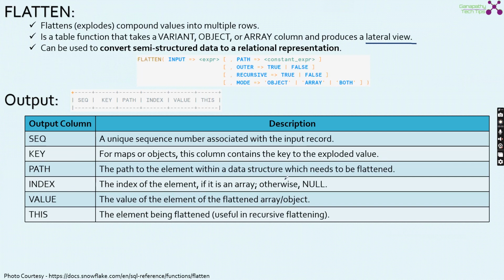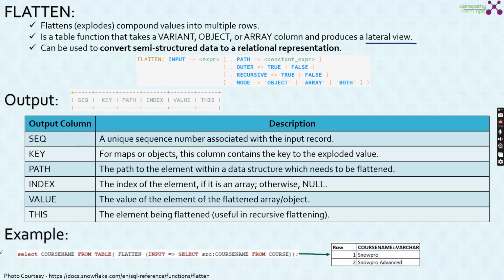Path is the path of the element within the data structure which needs to be flattened. Index is the index of the element if it is an array, otherwise it's null. Value is the value of the flattened object element. This is the element being flattened, useful in recursive flattening.